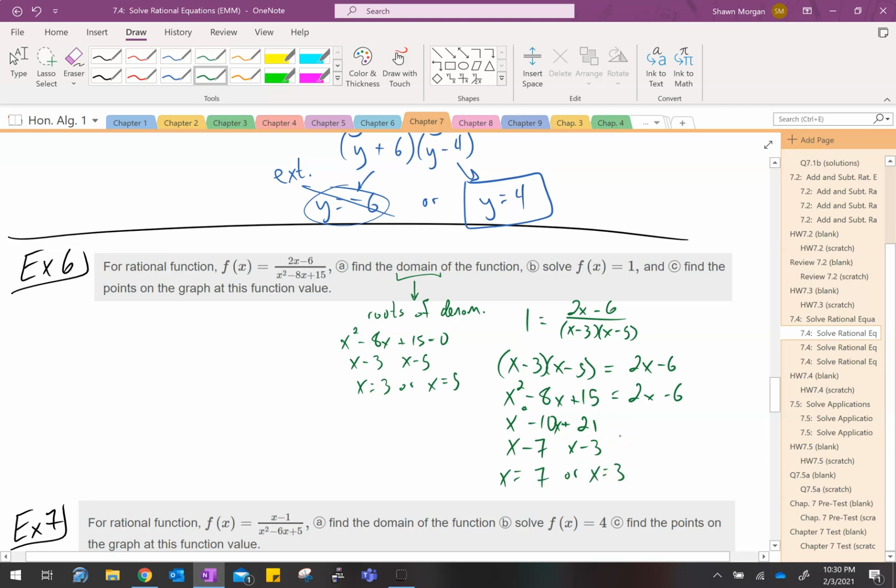Are either of those exclusions from the domain? We said yes. Remember, x cannot equal 3, so that's the extraneous solution that we would throw out. So we would say for part B, x equals 7 would be that value.